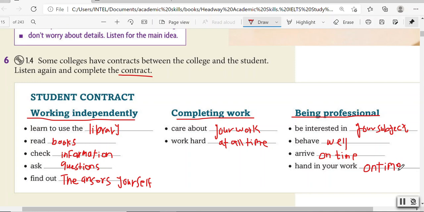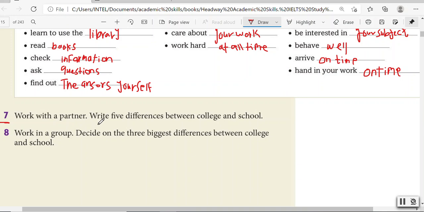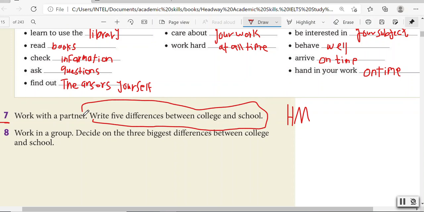Okay. The answers for this exercise will be like this. Let's move to another one. In this exercise, exercise number 7, work with a partner and write 5 differences between college and school. That will be a homework for you. Homework for you, writing 5 differences between college and school life. Your homework for this week will be this. Write 5 differences between college and school.